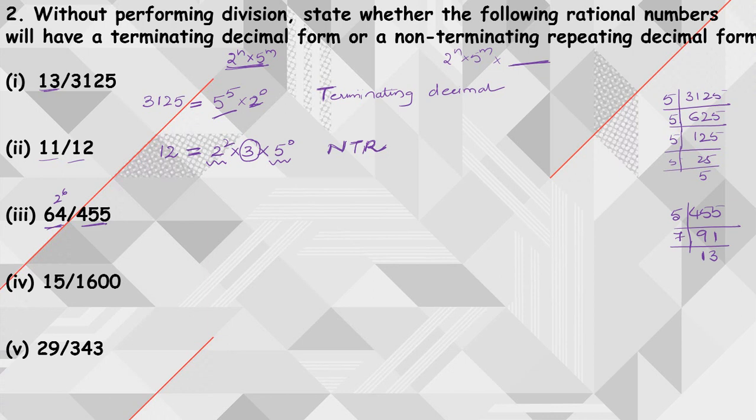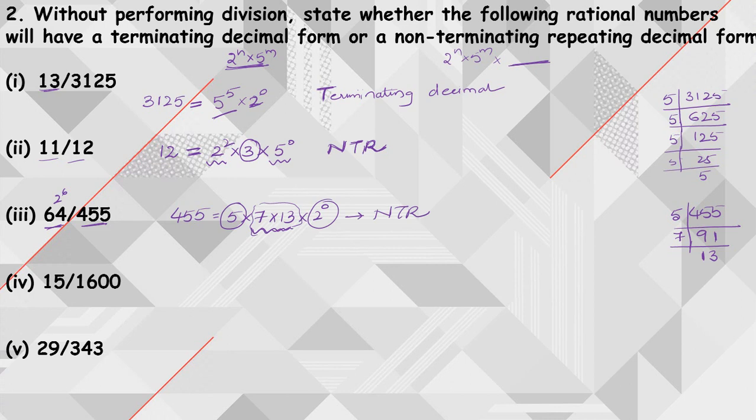Since it doesn't contain two factors, there is no possibility of cancellation. Now this denominator 455, I can write it as 5 into 7 into 13. So that means it contains 2 power 0. Other than 5 and 2, we are having other prime factors here. It is not in the form of 2 power n into 5 power m. Other than 2 power n into 5 power m, we are having two more factors, 7 and 13. Hence it is non-terminating repeating decimal.